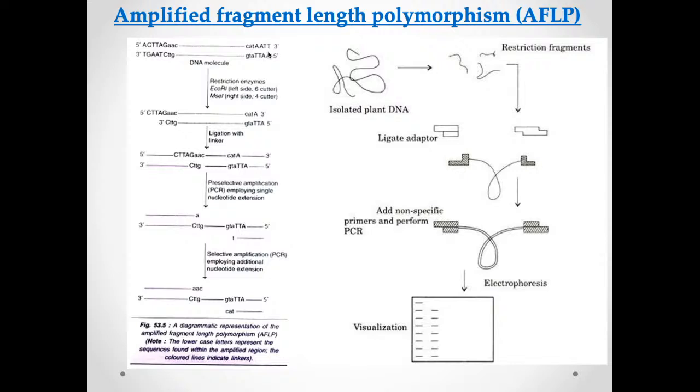In this way, from the right, it is cut out. We still have 4 parts here, and in this part also we have 4 parts remaining, and the rest are gone. Then ligation is done. We add the linkers to them, and they are increased again. Pre-selective amplification employs single nucleotide extension, so a single nucleotide will start to extend. Like for CTTG, we will have AAC like this, and at the bottom CAT.